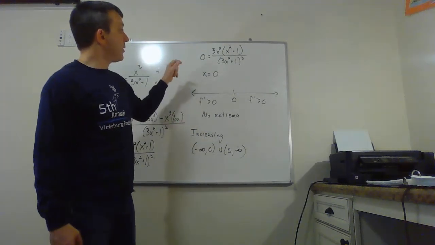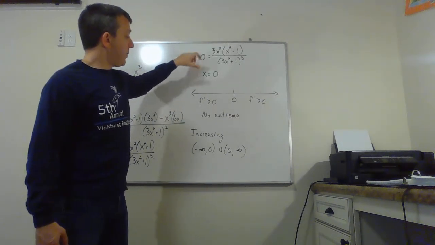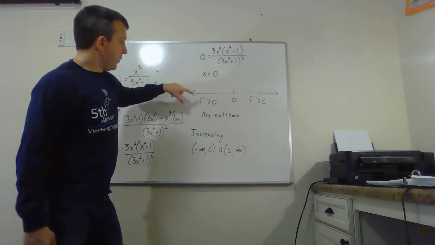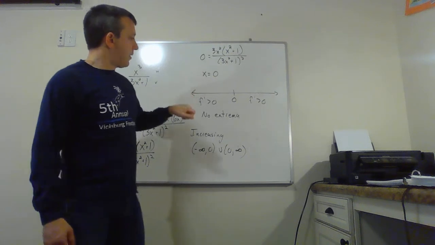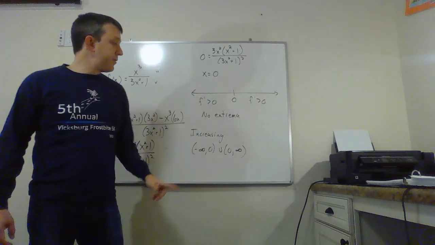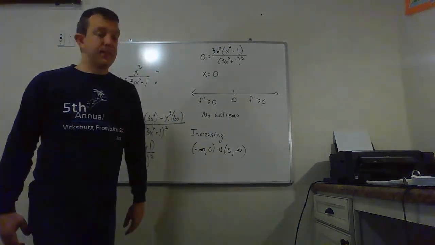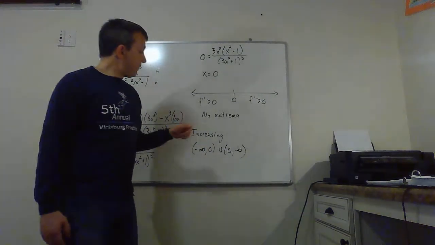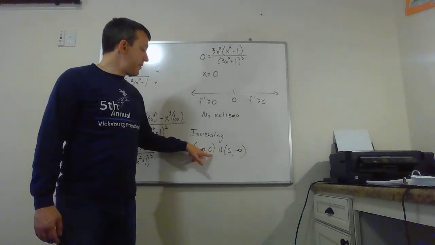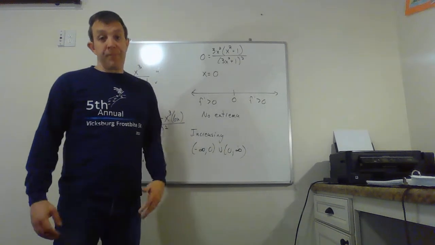Okay, if you do that, what you're going to find is that this is always positive, except at 0, where it's 0. On the left-hand side, it's greater than 0. On the right-hand side, it's greater than 0, which means we have no extrema, right? That's that third part of the first derivative test. But we can say that the function is increasing from -infinity to 0 and from 0 to infinity.